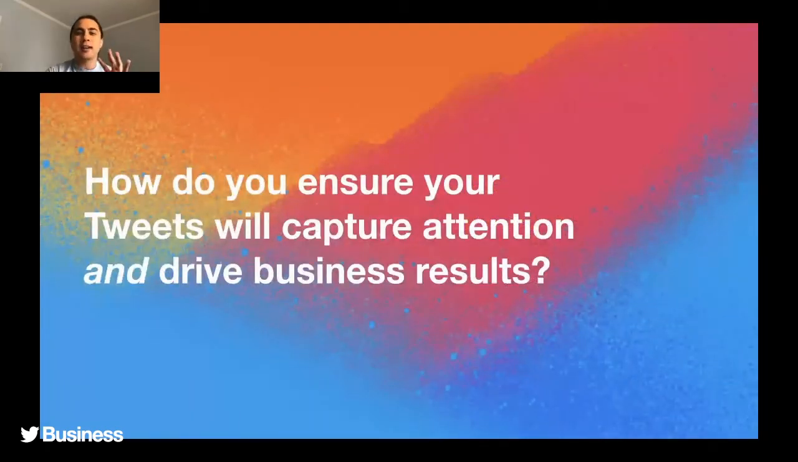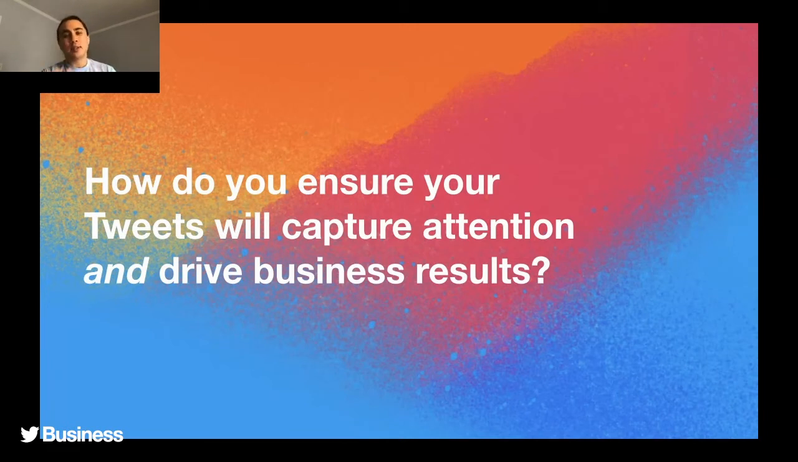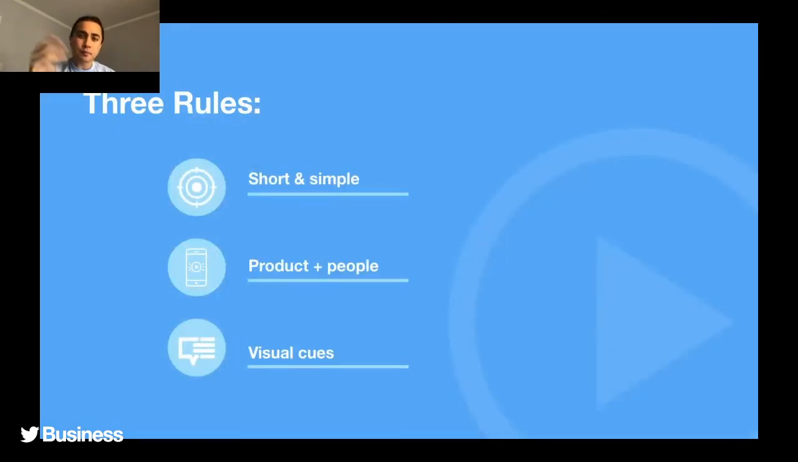So all of the best practices that we're going to talk about today all revolve around this core question: how do you ensure that your tweets will capture the attention and drive business results? To do this, you're going to want to focus on three rules. Number one, keep it short and simple. Number two, focus on product and people. And number three, use visual cues strategically to drive home your message. Now we're going to break down each one of these into different parts with more specific actions that you can take. So let's start with short and simple.